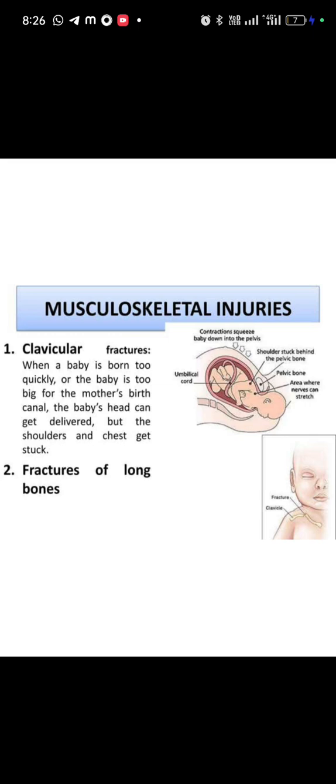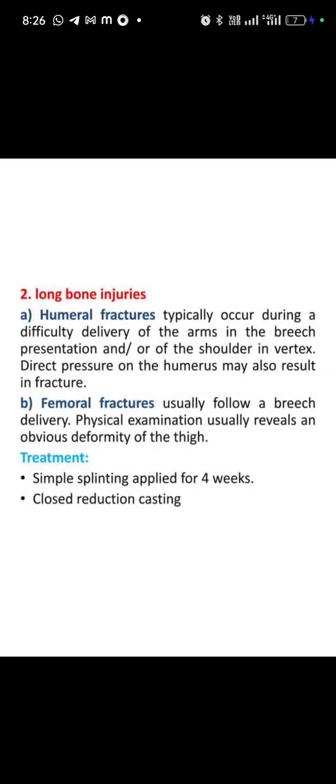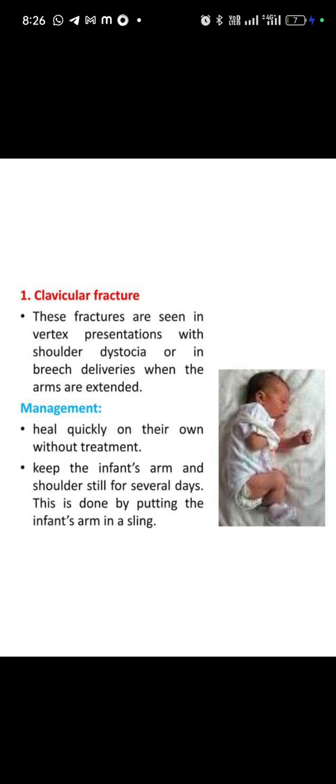So at that time what will happen? Clavicular fracture will happen. This clavicular fracture can be seen in vertex presentation with shoulder dystocia and also in babies with breech deliveries. Management: it heals quickly without treatment, but we have to keep the infant's arms immobilized for several days, like we can apply a sling to the infant's arm.